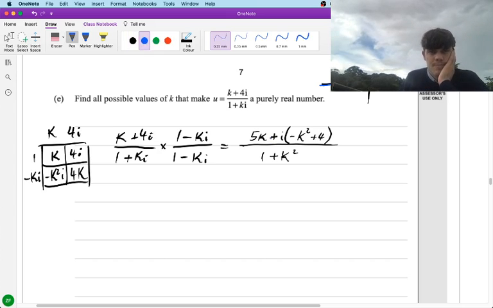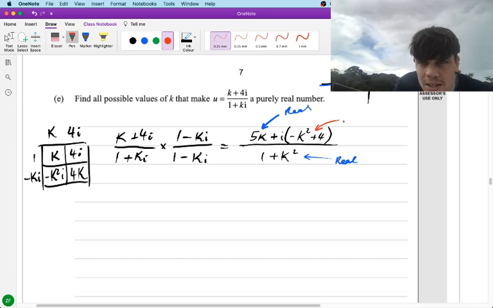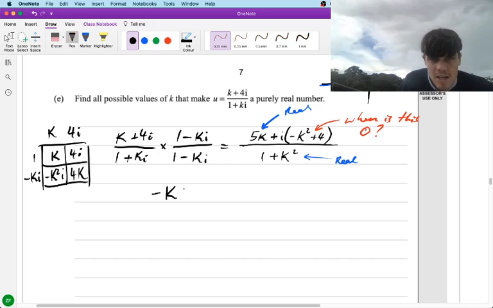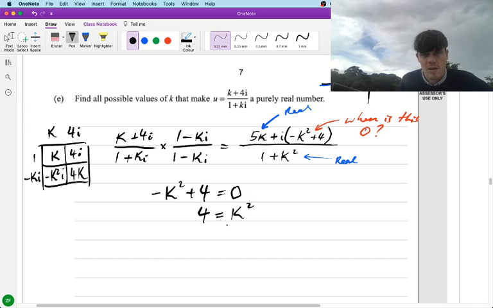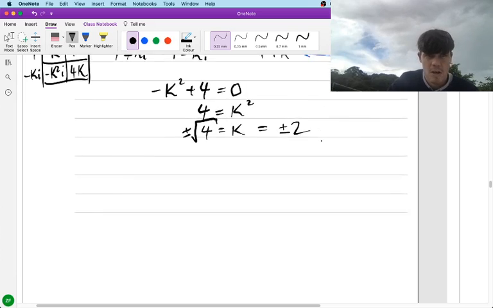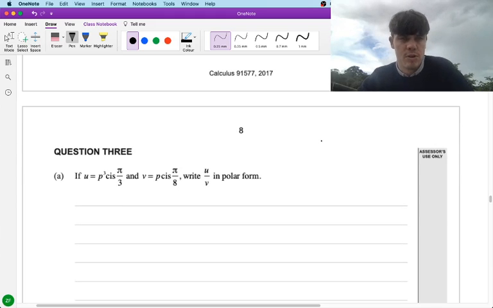Now, the denominator is real, so we actually don't really need to worry about it. And also, this here is real. So the only thing that we need to worry about is, when is this 0? Because it matters when that's 0, because then i times 0 means there's going to be no imaginary part. So all we need to do is negative k squared plus 4 equals 0. Right, so let's make that positive. 4 equals k squared. And then let's just do the square root, plus or minus. Square root of 4 equals k. So that is plus minus 2. And that's it. Those are all the possible values of k that make u a purely real number. Alright, that is question 2 done. And one more video will come out with question 3 very soon.